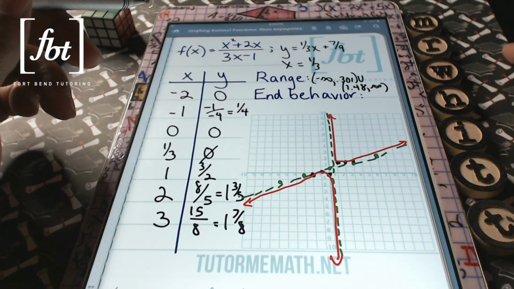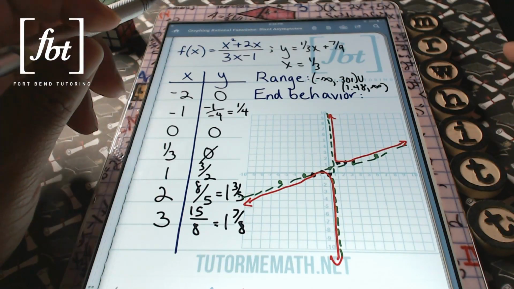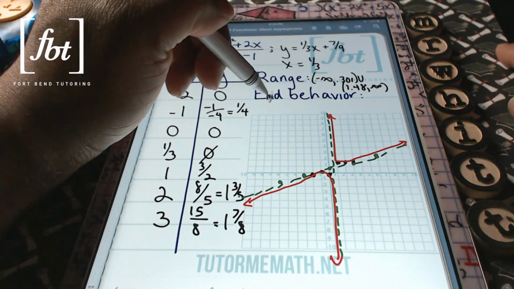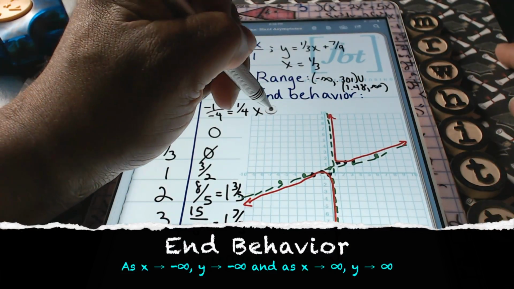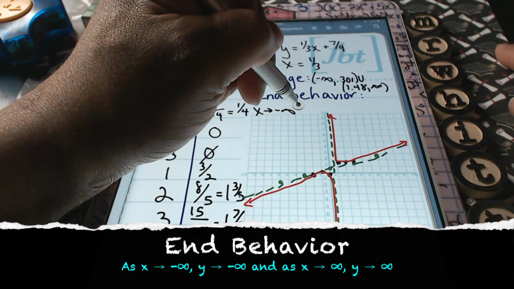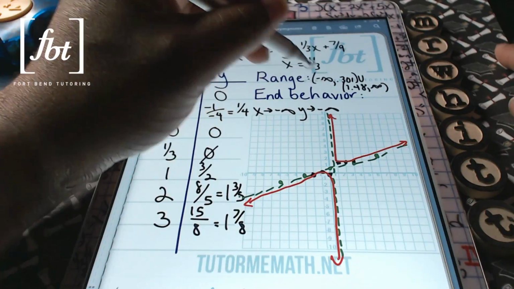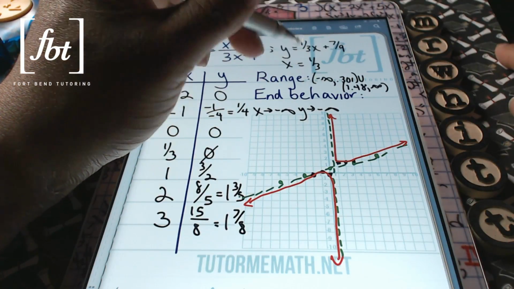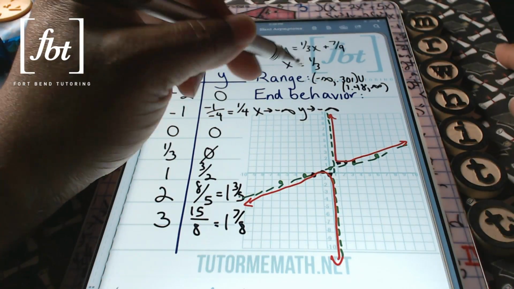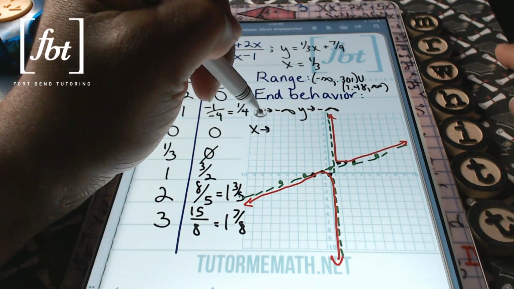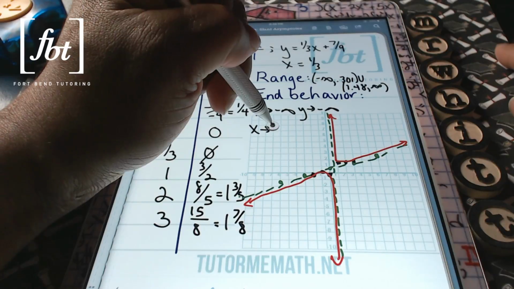There are ways to do this by hand using calculus. However, I won't be covering that in this particular video. So our end behavior, well, as x approaches negative infinity, y also approaches negative infinity. And of course, just love on the negative infinities because I know they're ugly. Okay? But somebody's got to be. And then you're going to have as x approaches positive infinity.